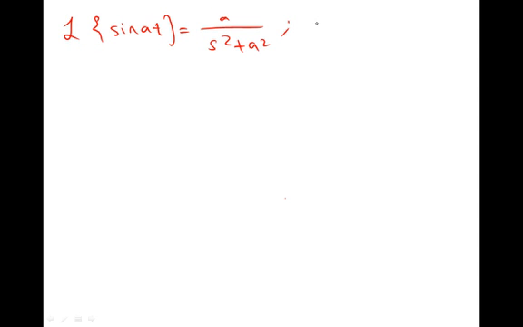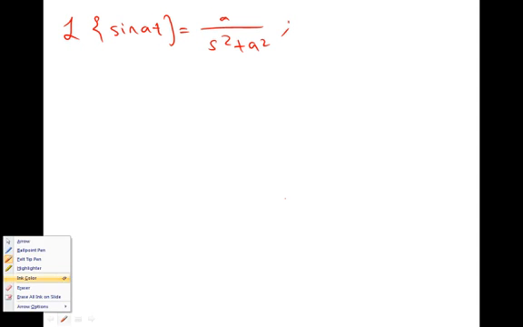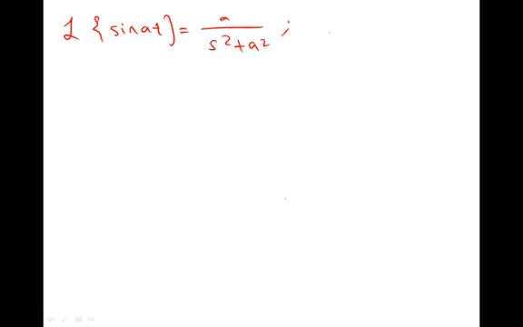that Laplace of sine at equals a over s squared plus a squared. But still, here you have another hint that says that sine at equals e to the power of iat minus e to the power of minus iat over 2i.